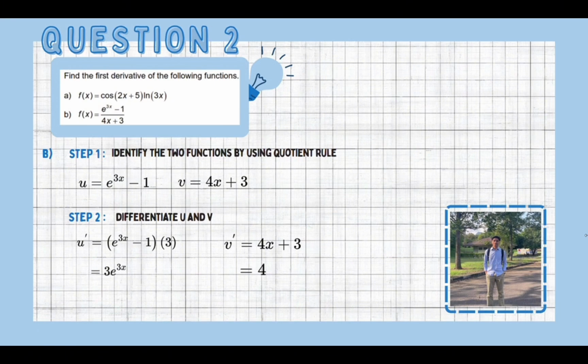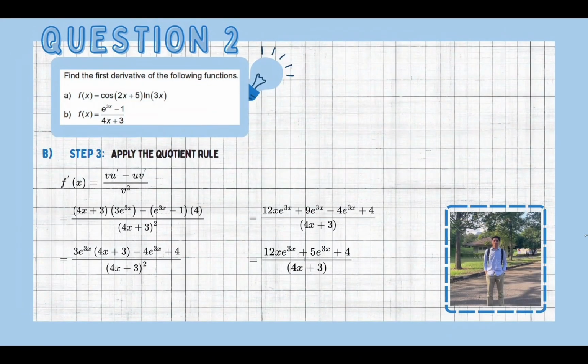So we got the exponent powered by 3x and v prime equal to 4x plus 3 equal to 4. The final step, which is step 3, is apply the equation rule. The formula is f prime x equal to v multiply u prime minus u multiply v prime over v squared. Okay, and then fill the formula with our previous answers, and we got the final answer is equal to 12x exponent powered by 3x plus 5 exponent powered by 3x plus 4 over 4x plus 3.